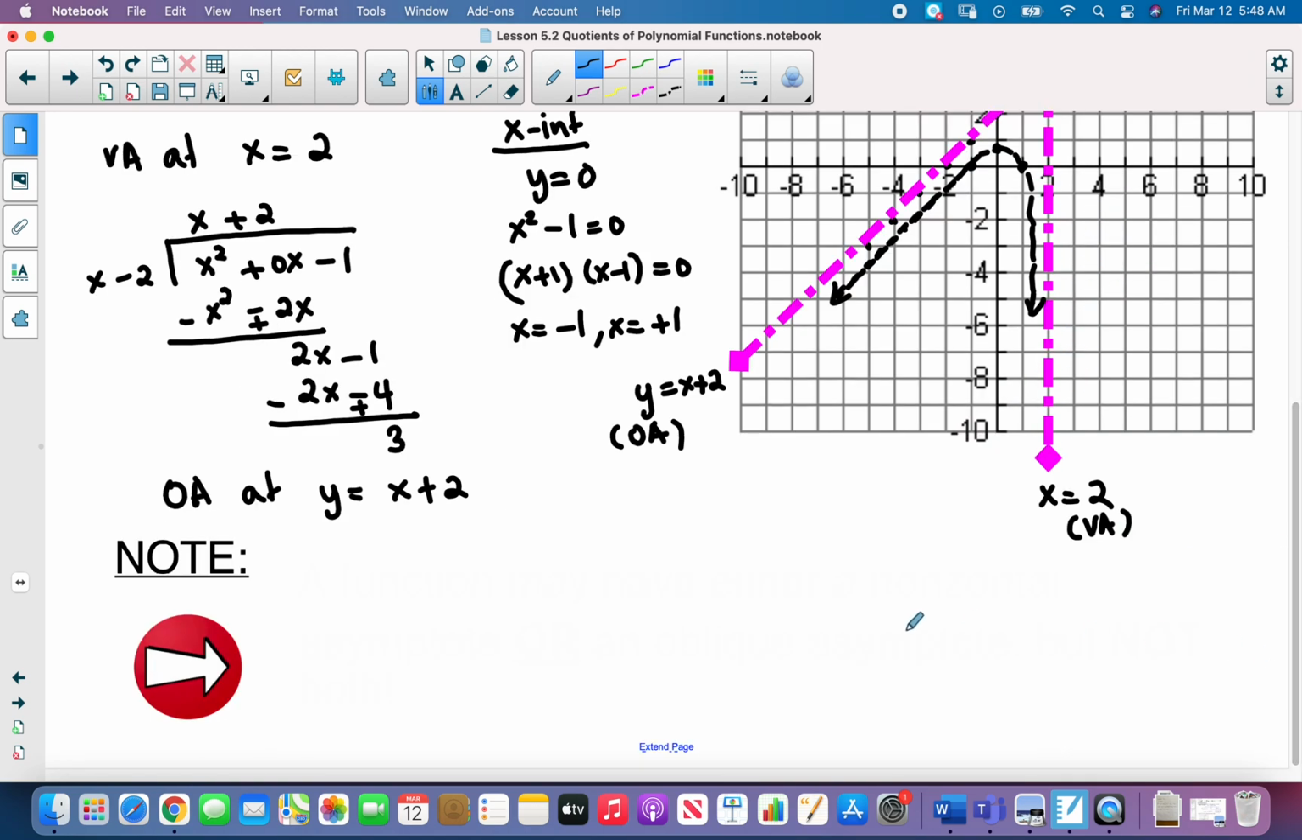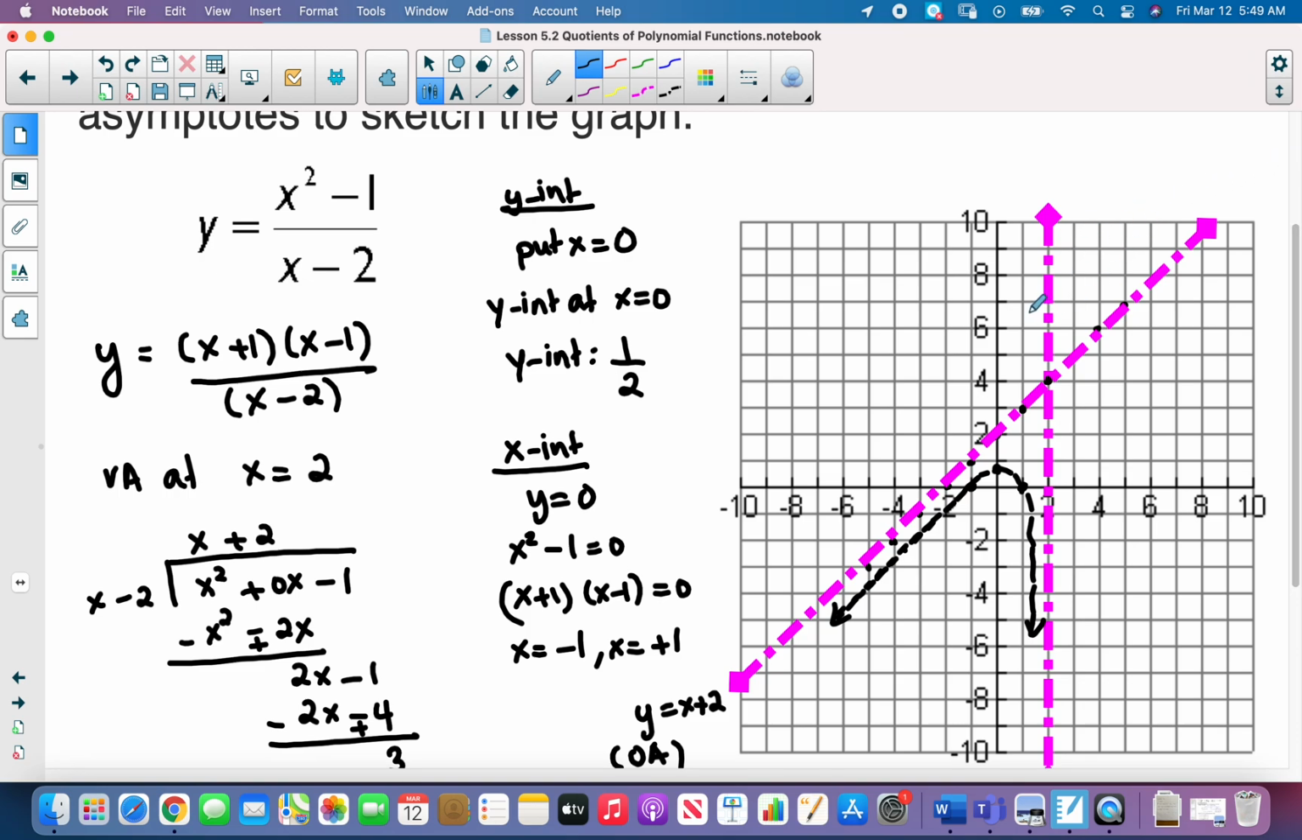So let's try that. At x equals 3, we get the y value as 8. At x equals 4, you get the y value as 7.5. At x equals 5, you get a y value of 8. So we can take those points and plot them. So 3 and 8 would be up here, 4 and 7.5 would be here, and 5 and 8 would be up here.